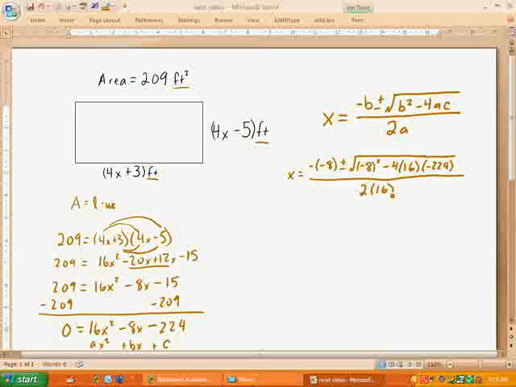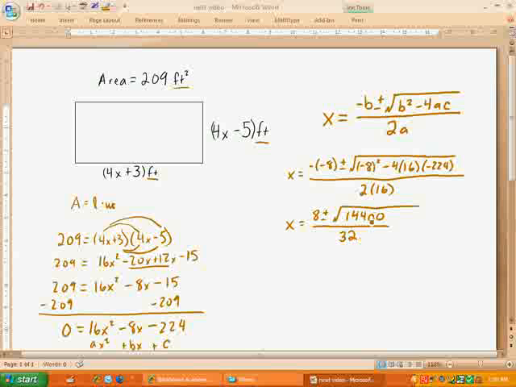So there we go. I can go ahead and simplify this. So x equals 8 plus or minus the square root of, and I'm just going to go ahead and put this into my calculator here. So it'll be negative 8 squared, which is 64, minus 4 times 16 times negative 224, which will give me a really big number, 14,400, all over 2 times 16, which is 32.